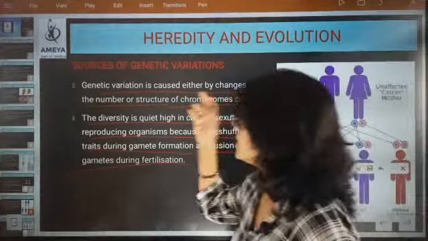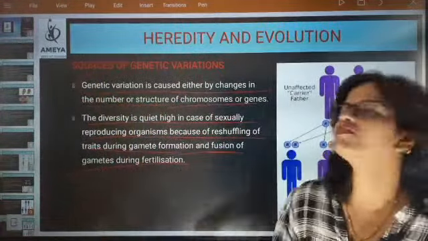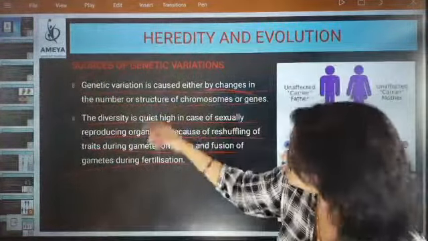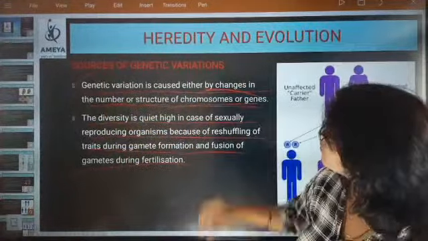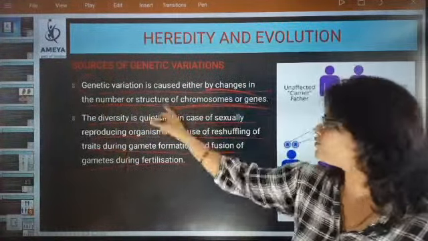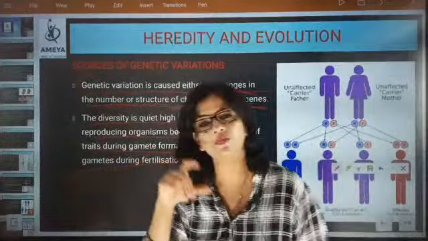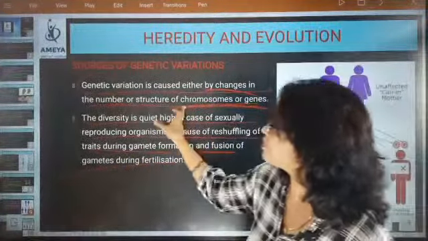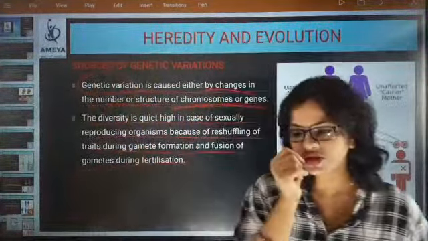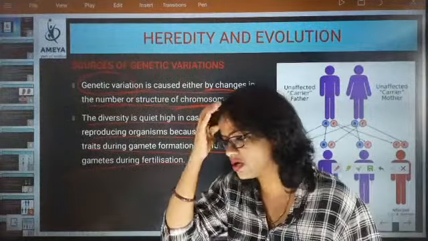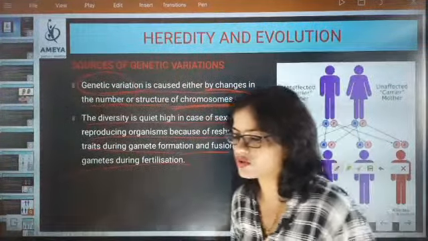So now look here, genetic variation is caused by changes in the number or structure of chromosomes or genes. If there is a small change in the number of chromosomes or genes, then genetic variation will be there. So how does genetic variation pass on? Hello Anush.